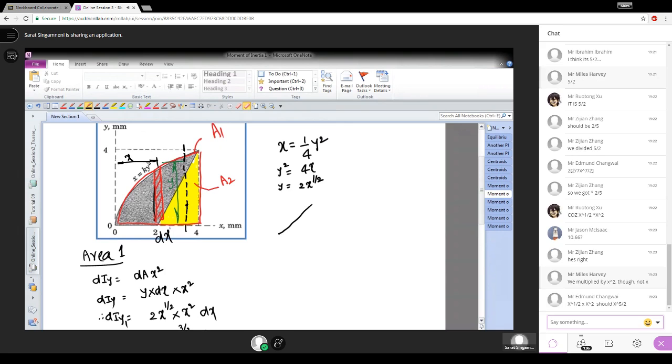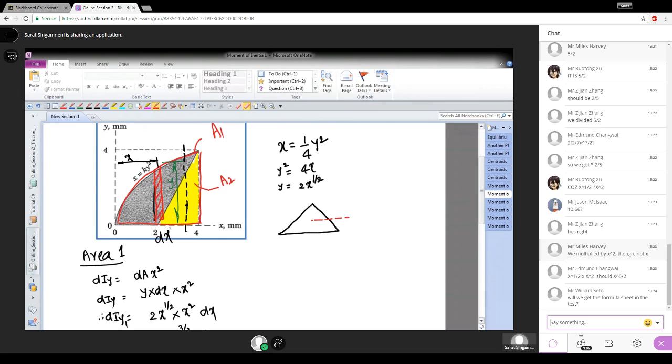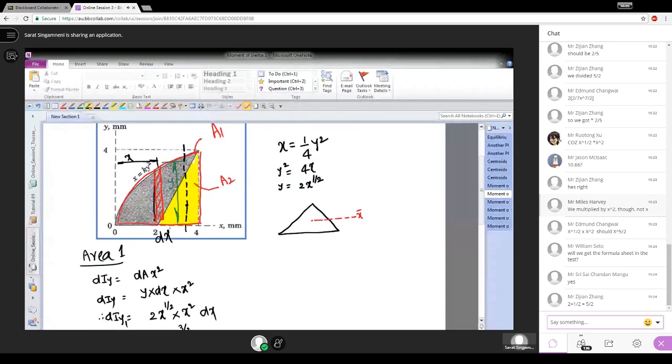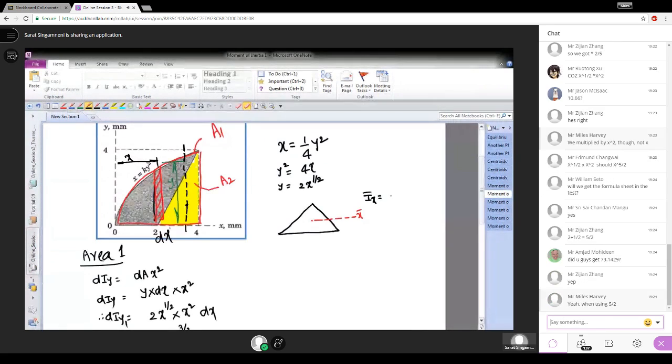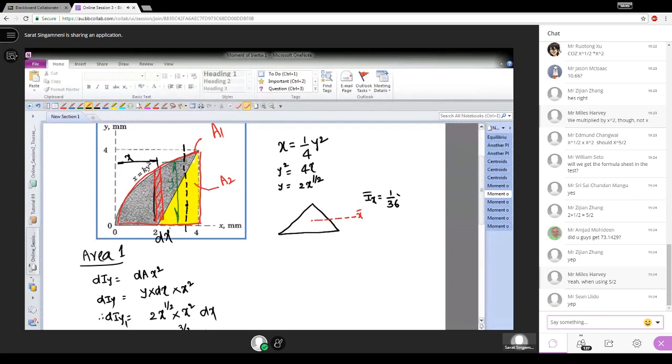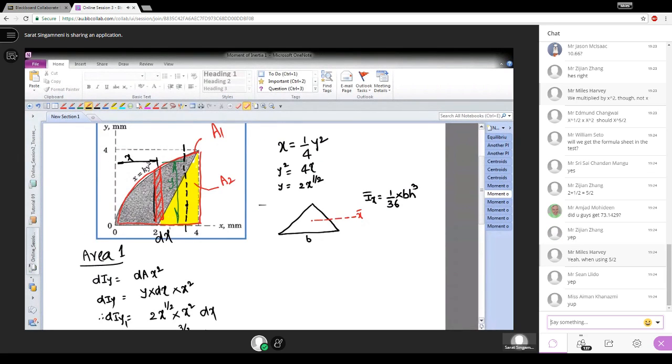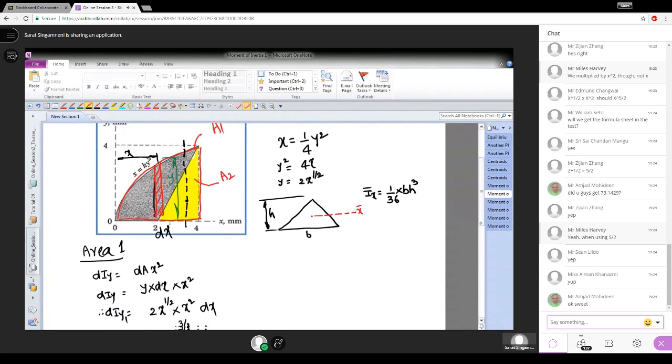So for a triangle like this, if you have an axis passing through the centroid and parallel to the base, x bar, then the moment of inertia about that x bar, I x bar, is given as 1 over 36 times b h cube, where b is this distance and h is this distance. So we can use that here.